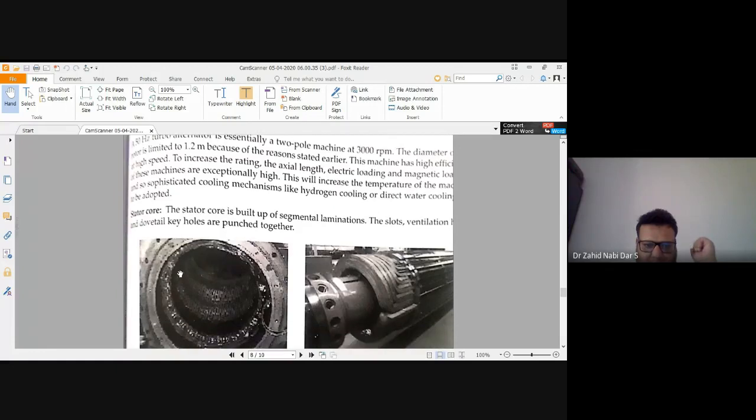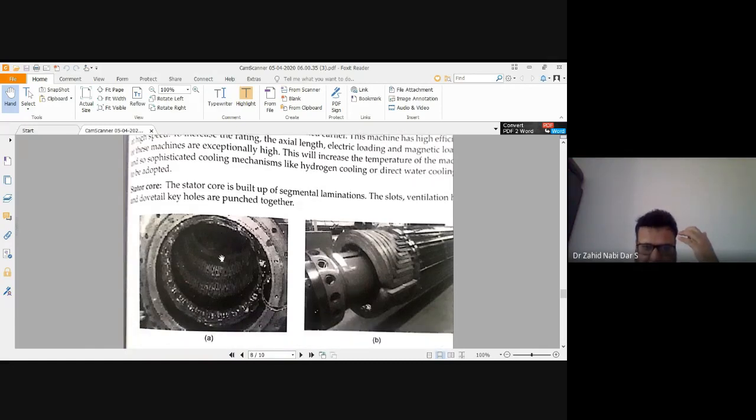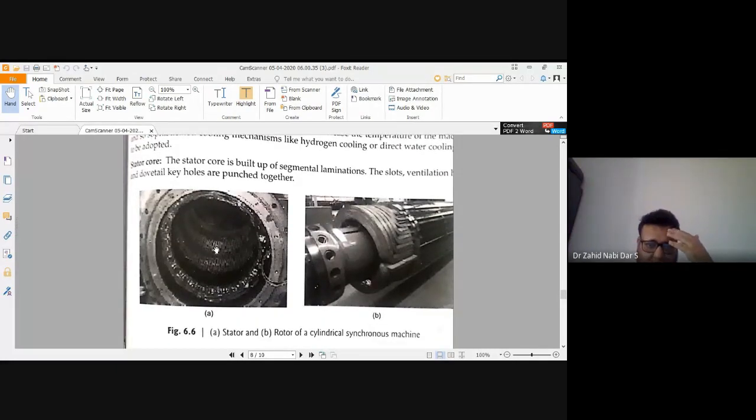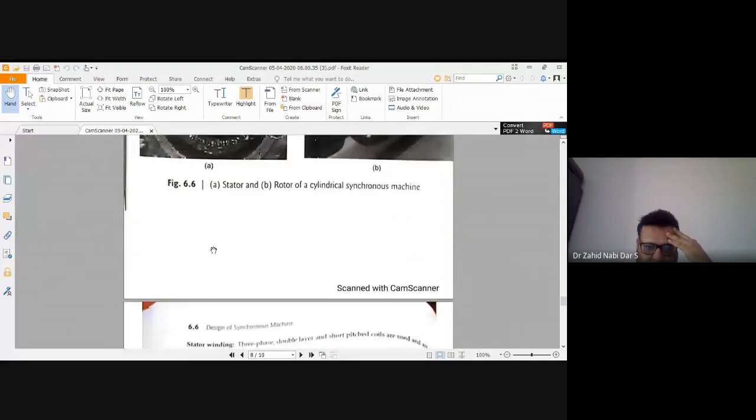Now this is about the stator and the core. The stator core is built up of segments, one segment, another segment. See here, 1, 2, 3. Are you seeing it in the tunnel inside? See here, 1, 2, 3. So these are segmental laminations. The slot mounters and dovetail keyholes are punched together.